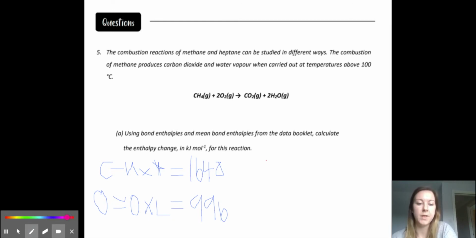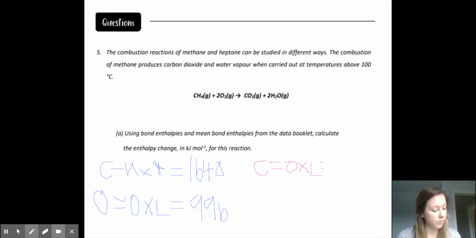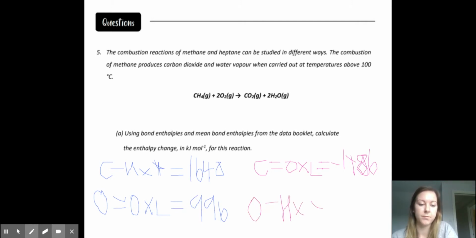So that's our bonds that are being broken. Our bonds that are being made, we've got 2 carbon to double bond oxygens, and that's going to equal 743 times 2. But remember, it has a negative, so we're going to have negative 1486. And then our oxygen to hydrogen times 4 is going to be 463 times 4. So we have negative 1852.